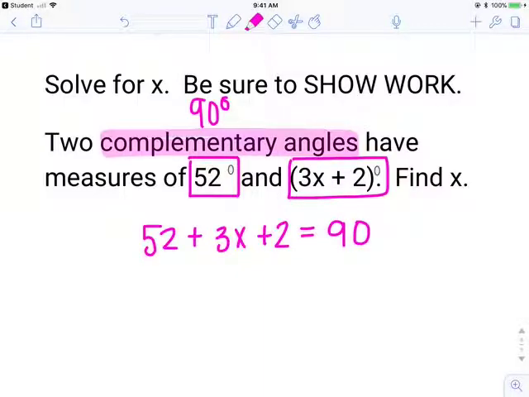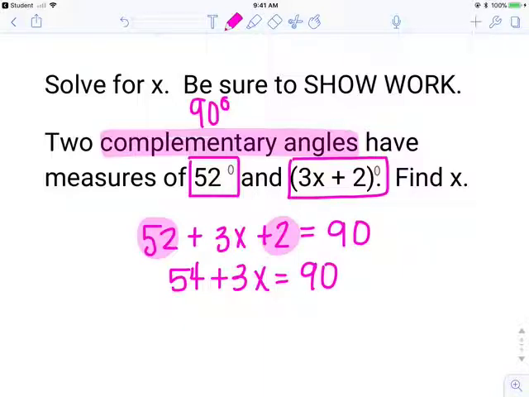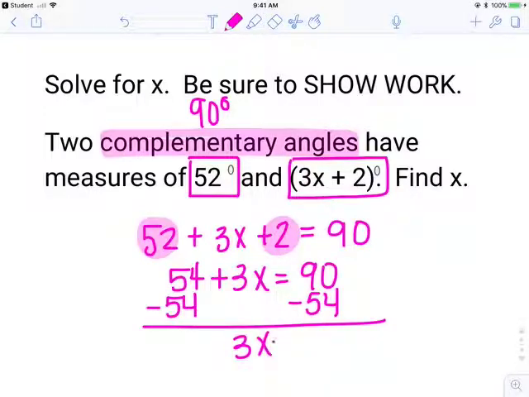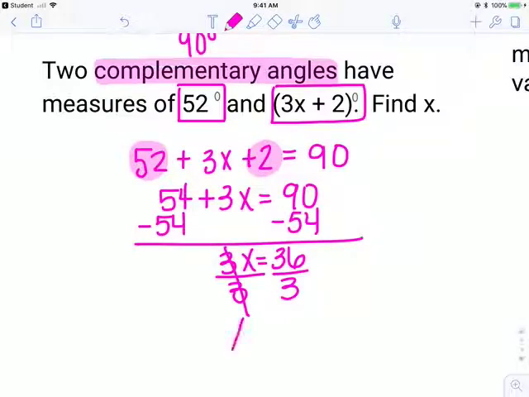So I'm looking to combine like terms first. I feel like we're decent at this. We know how to combine like terms a lot better than we did in the fall. So 54 plus 3x is equal to 90 degrees. And then the solving, the algebra part, is definitely a strength by this point. So taking 54 away from both sides to get 3x equals 36. And when I divide by 3 on both sides and my 3's simplify to x, I get 12.